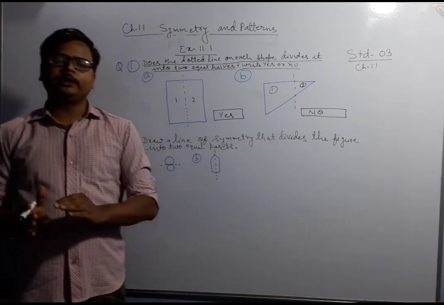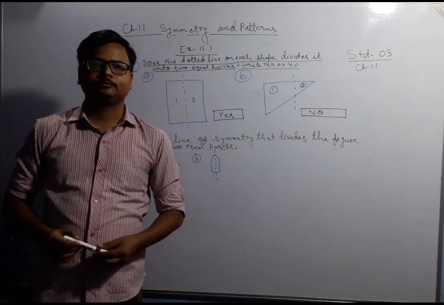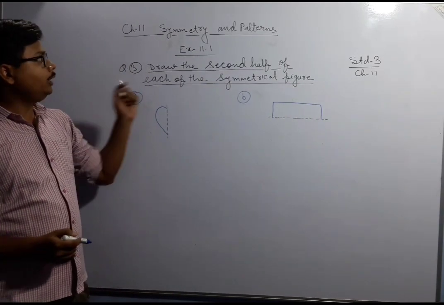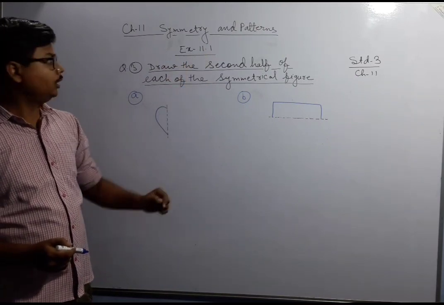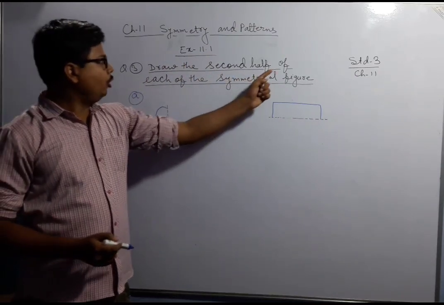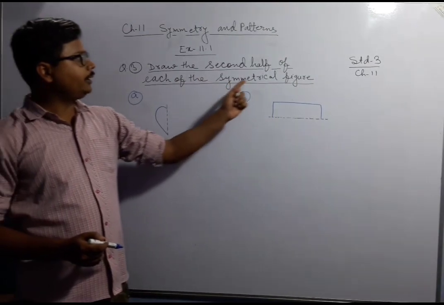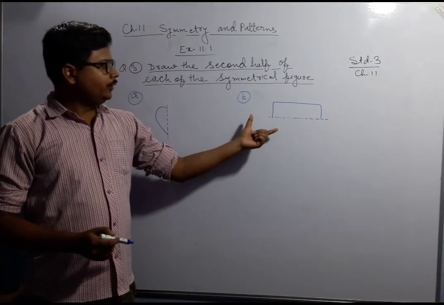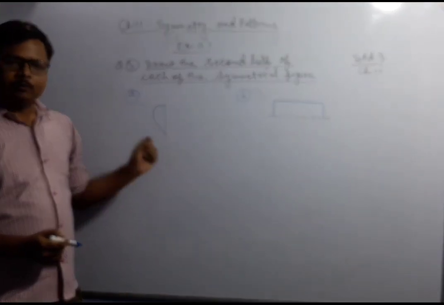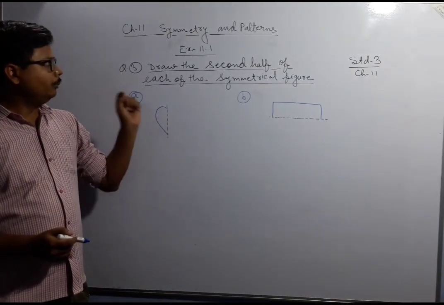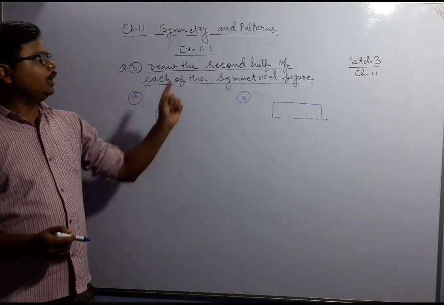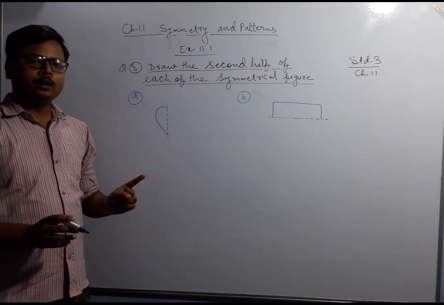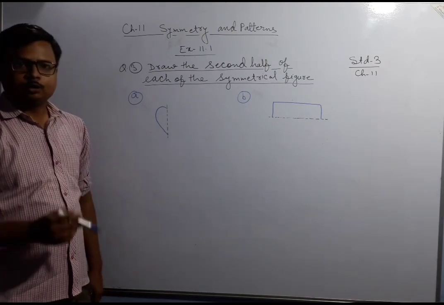Now let us go to question number 3. Okay students, now let us see question number 3 of exercise 11.1. Draw the second half of each of the symmetrical figures. I have made two figures here, as you can see, and what we have to do is draw the second half of each of the symmetrical figures. That means the second half should be equal to the first half. So let us try.